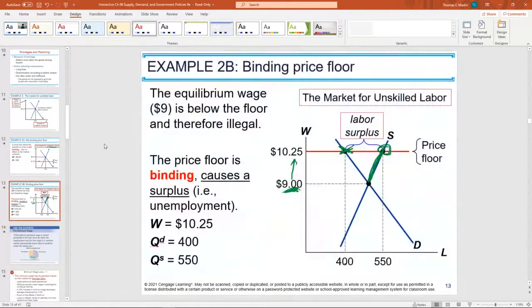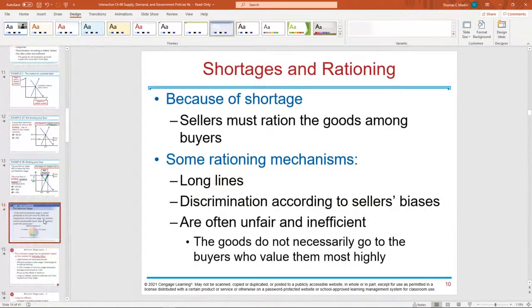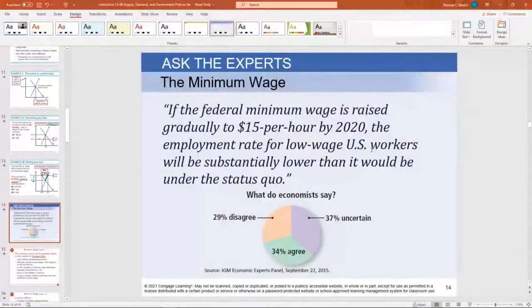So let's look and see what economists say. And we can see that it was a market failure here because whatever happens when we have the price ceiling or the price floor, the quantity we receive is less. It's a short-side domination. And we saw the same thing here. There's the equilibrium quantity, and it was less because of the price ceiling. If the federal minimum wage is raised gradually to $15 per hour by 2020, the employment rate for low-wage U.S. workers will be substantially lower than it would be under the status quo.